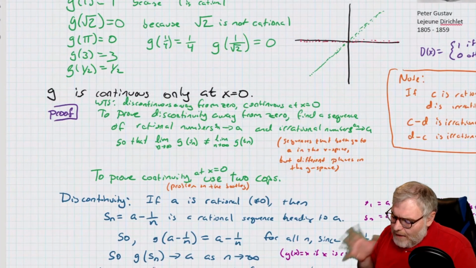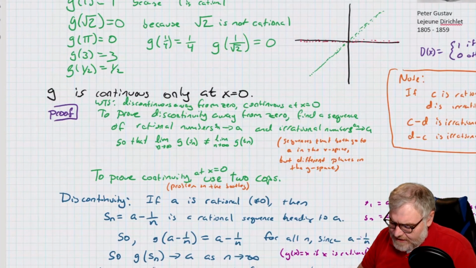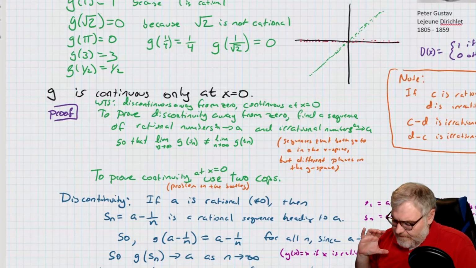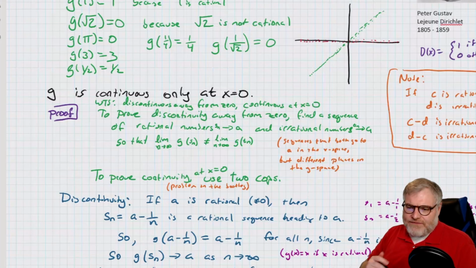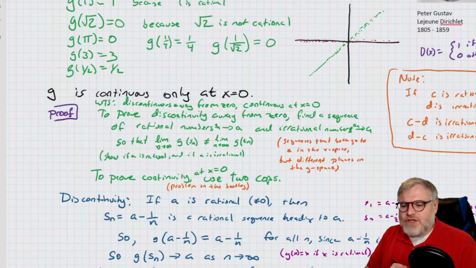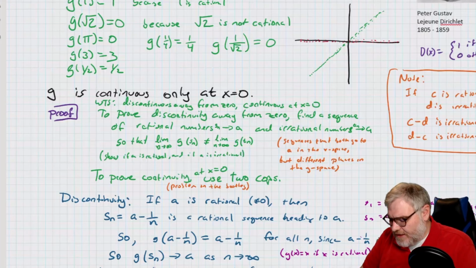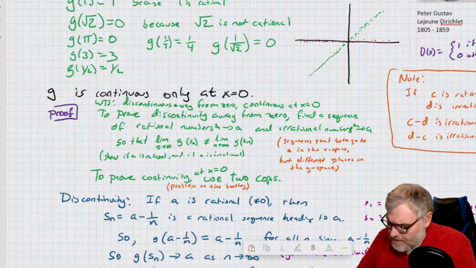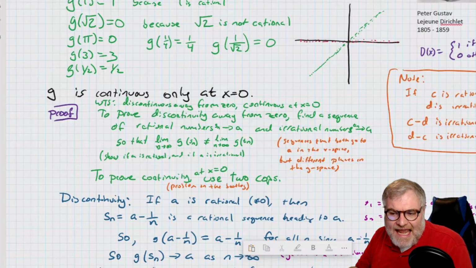Okay, so what I want to show is that g is continuous only at x equals 0. The first thing we need to prove is that it's discontinuous at any a not equal to 0. And there are two cases: I need to show it works if a is rational or if a is irrational. So what I'm going to do is make two sequences, one of rational numbers and one of irrational numbers, both heading to a in the x space, but different numbers in the y space.